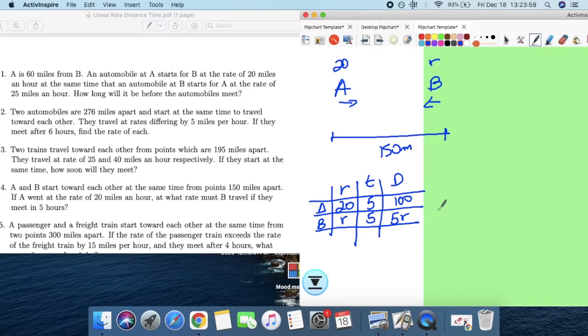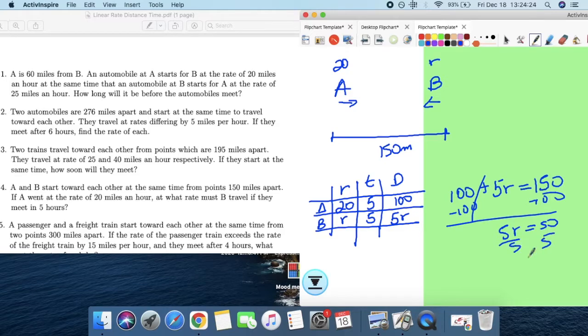So I know that the distance that each travel has to be equal to 150. So the distance of the first train, which is 100, plus the distance of the second train, which is going to be 5R, equals 150. Okay. Subtract 100 from both sides. 5R equals 50. Divide both sides by 5. R equals 10.